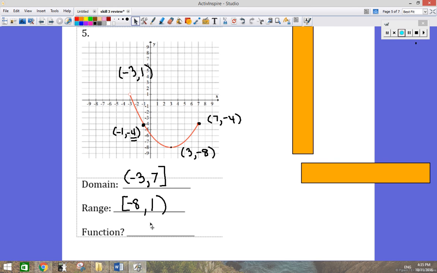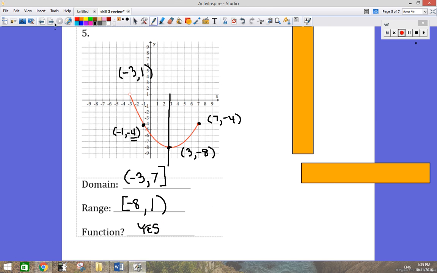Now, to determine whether this is a function or not, does it pass the vertical line test? Can I find a vertical line that intersects my graph in more than one place? And I cannot. It passes. So therefore, yes, this is a function. Let's move on to problem number 6.